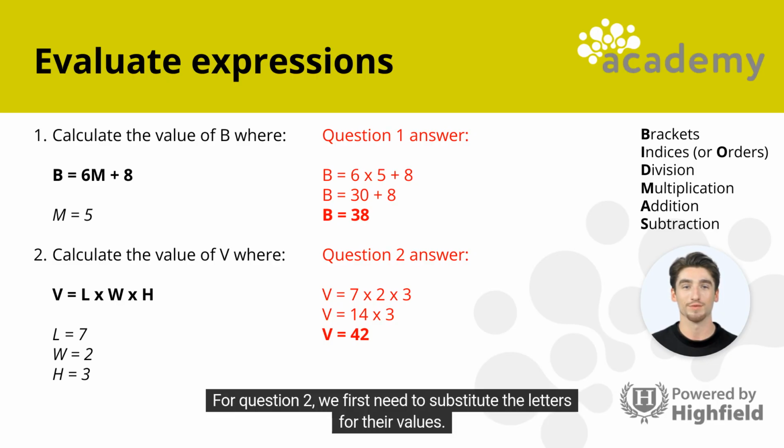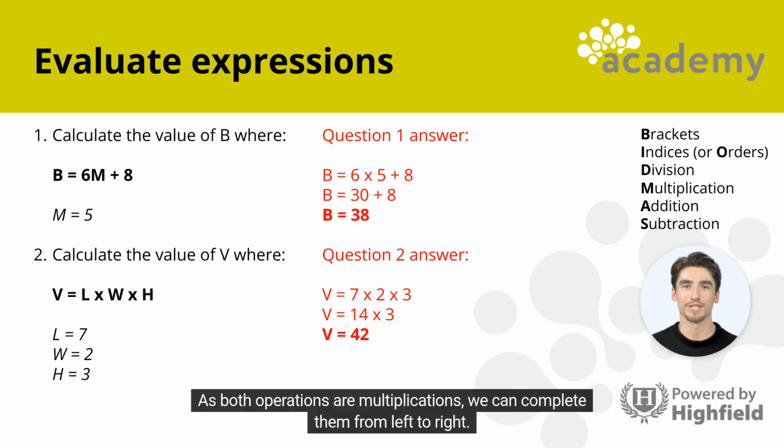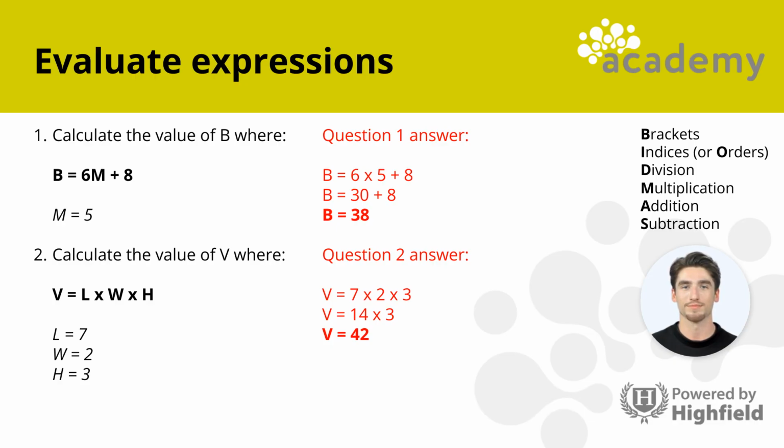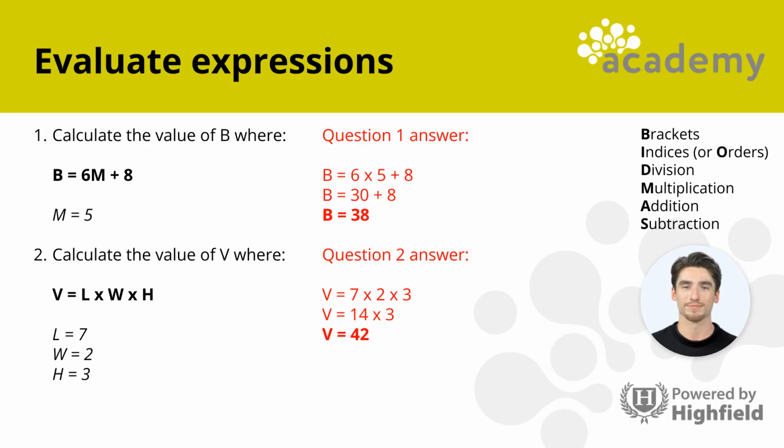For question 2, we first need to substitute the letters for their values. The formula becomes v equals 7 multiplied by 2 multiplied by 3. As both operations are multiplications, we can complete them from left to right. 7 multiplied by 2 equals 14. 14 multiplied by 3 equals 42. Therefore, v equals 42. Let's move on to look at formulae in words.